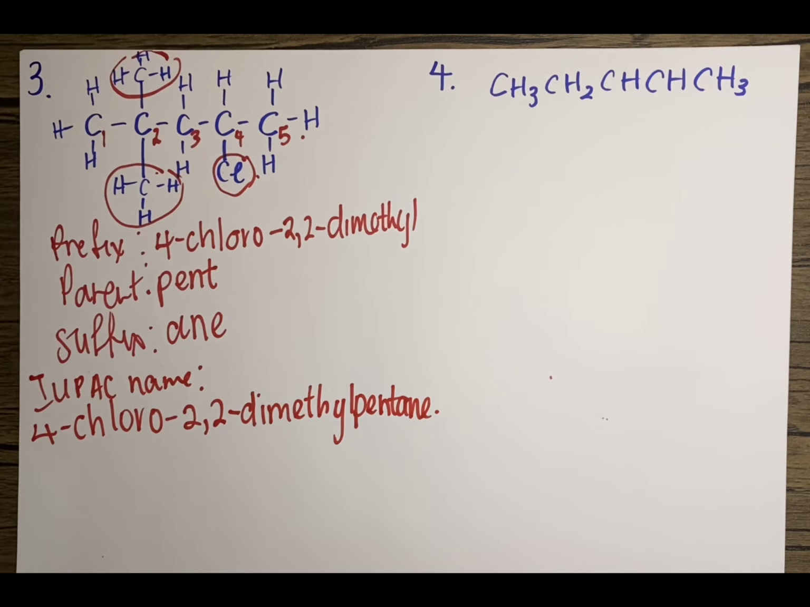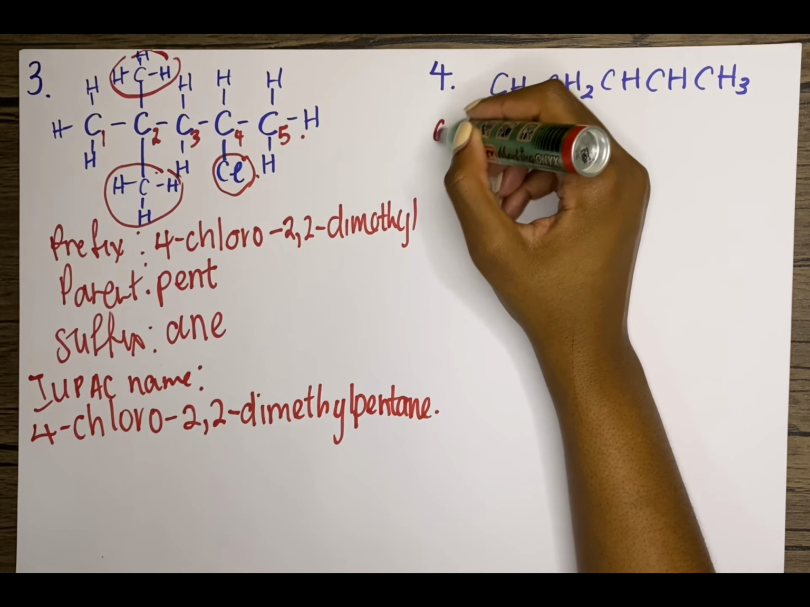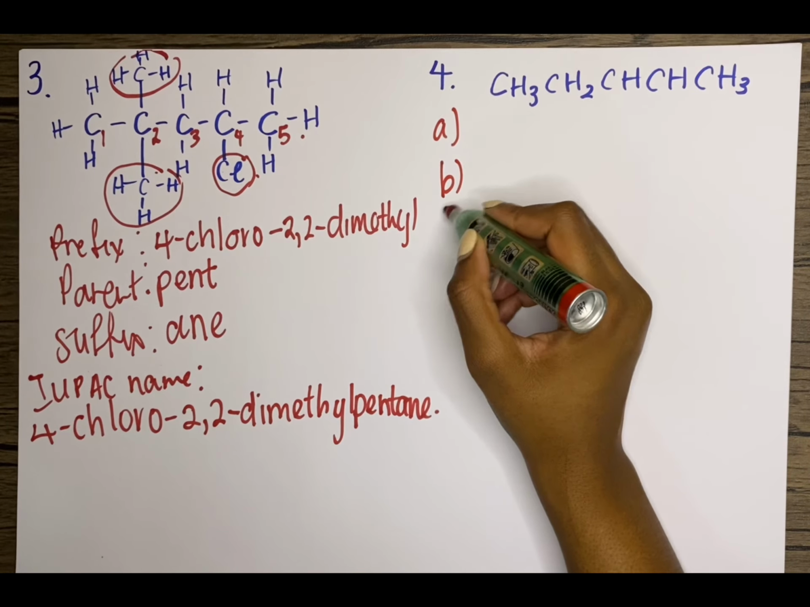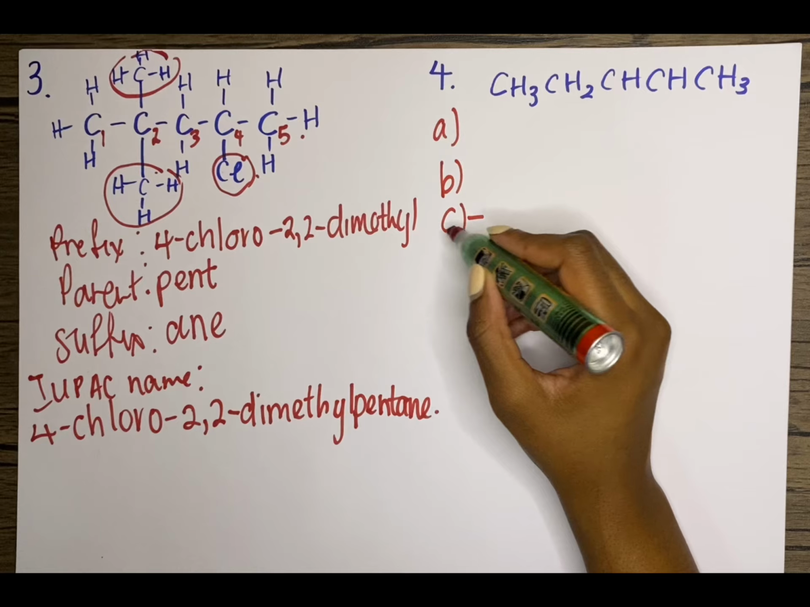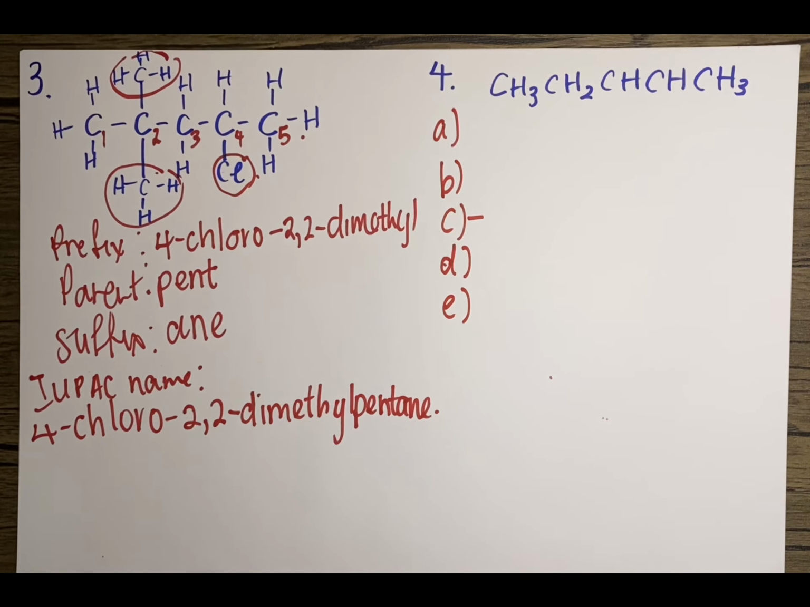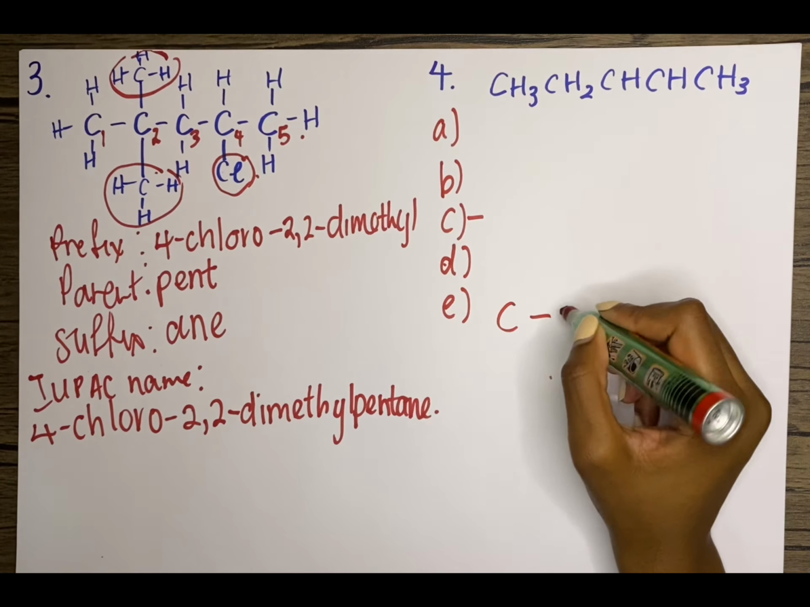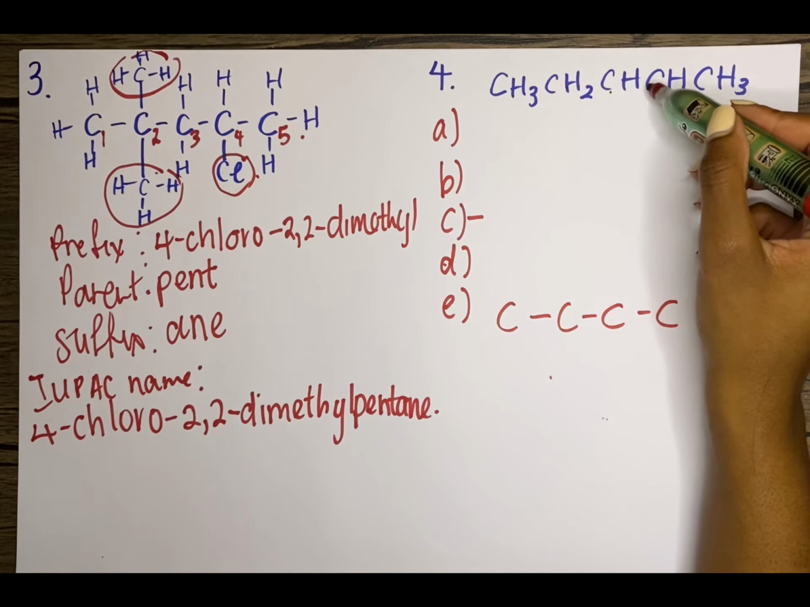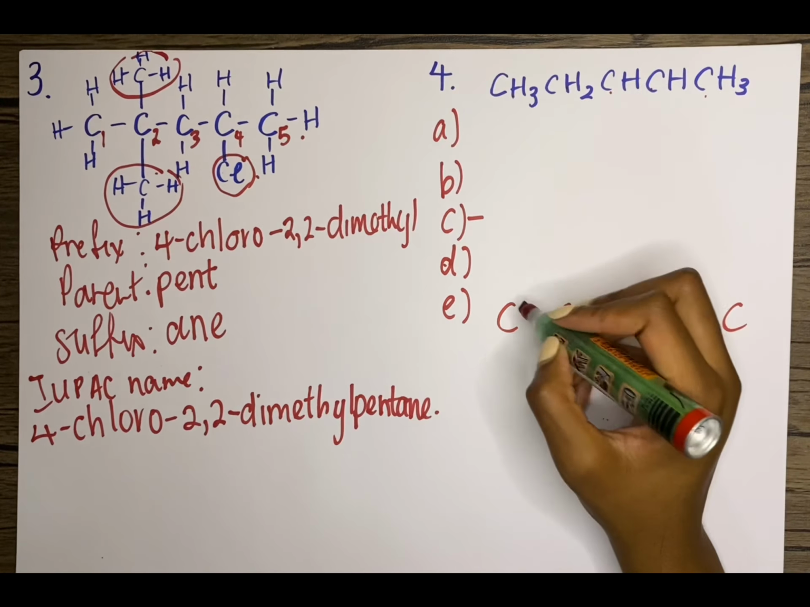Moving on to number 4, you are given a condensed structural formula. So I always say it's best to write what you see. So when you are having a situation where you are given a condensed structural formula, I suggest that you start by writing out the structural formula first, right? So you know that a carbon must have 4 bonds around it. You have 1, 2, 3, 4, 5 carbons.